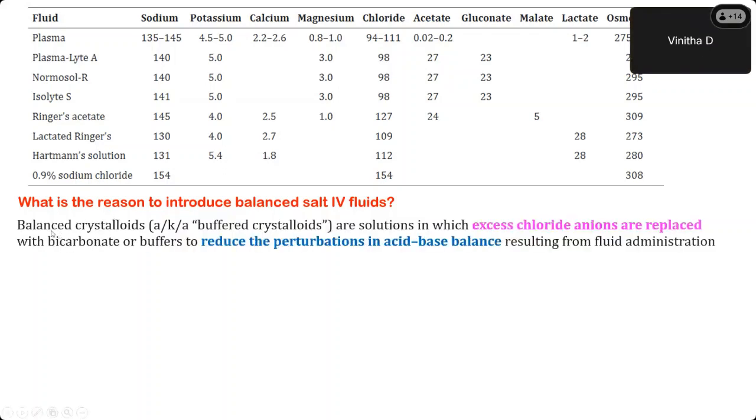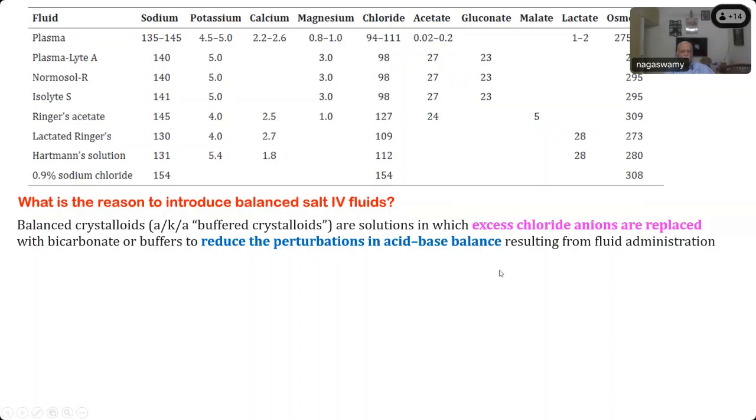Very good, excellent. The balanced crystalloids are mainly introduced to prevent the excess chloride ions present in our normal saline. Because in normal saline, what is the amount of sodium and chloride? How many milliequivalents? 154. Both are 154 milliequivalents, isn't it? Whereas the normal blood chloride level is only 95 to 105. So we don't want that much excess chloride. As I showed you in the first slide, it will produce hyperchloremic acidosis and worsen the acidosis. This causes the acid-base imbalance.